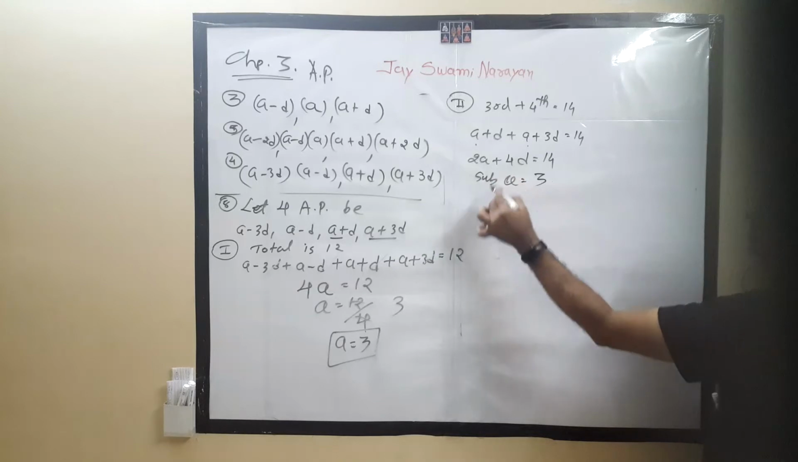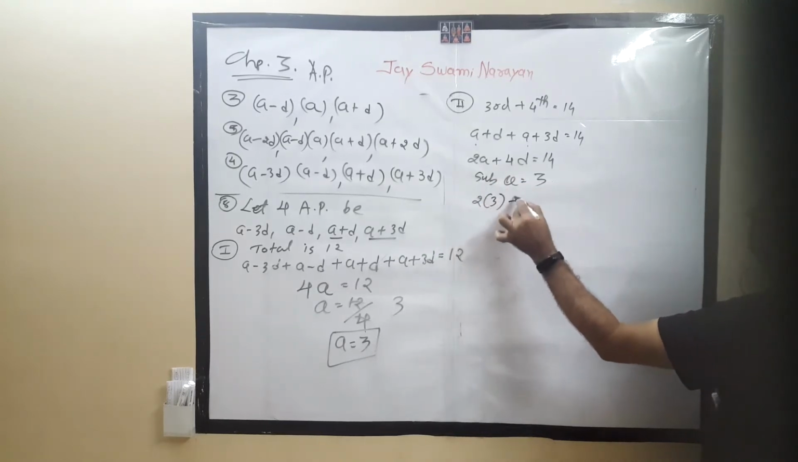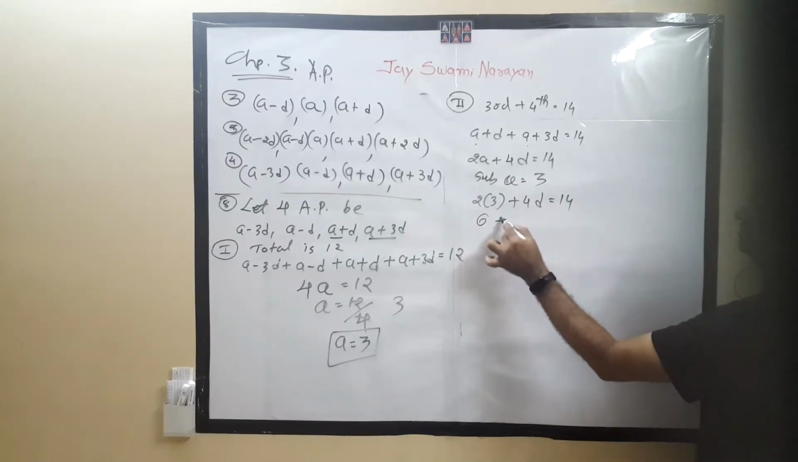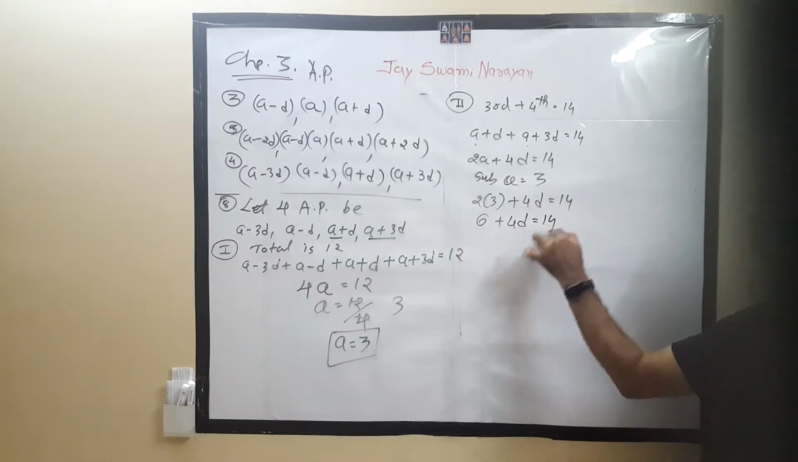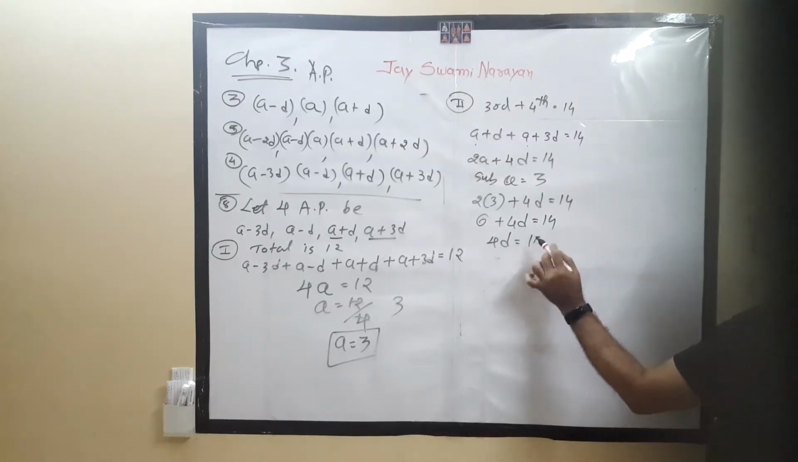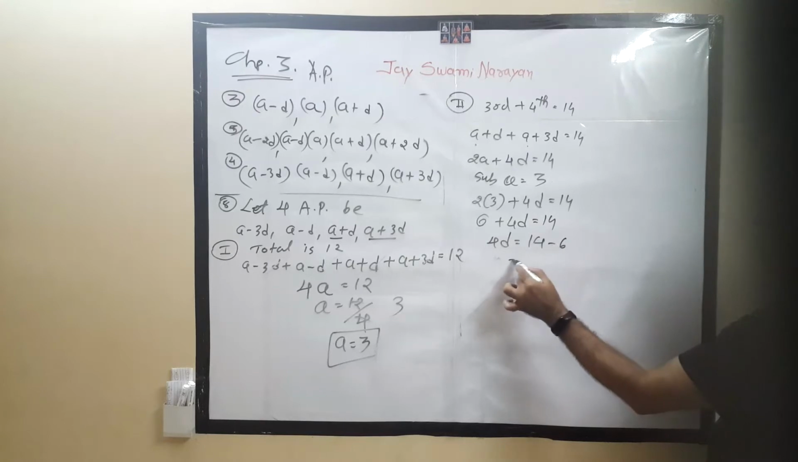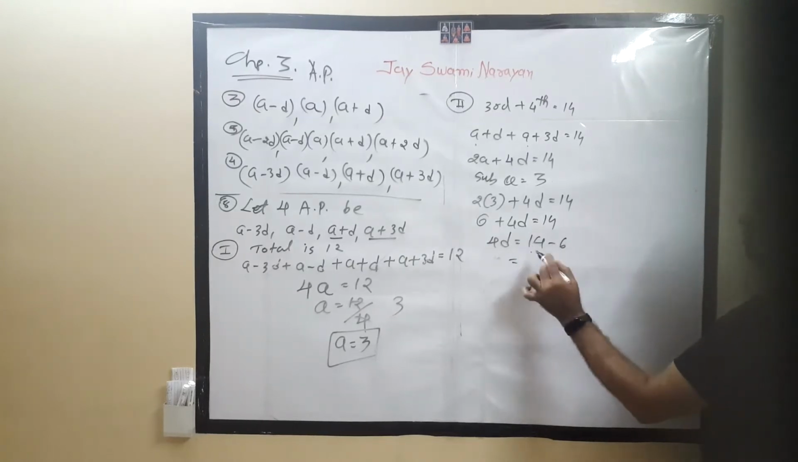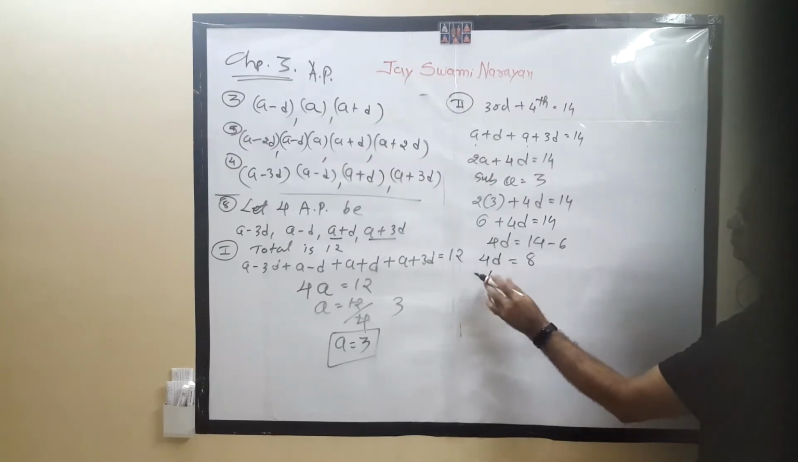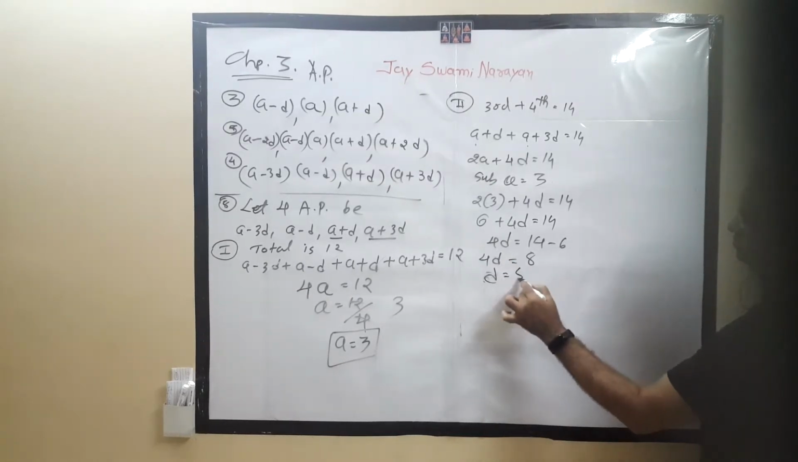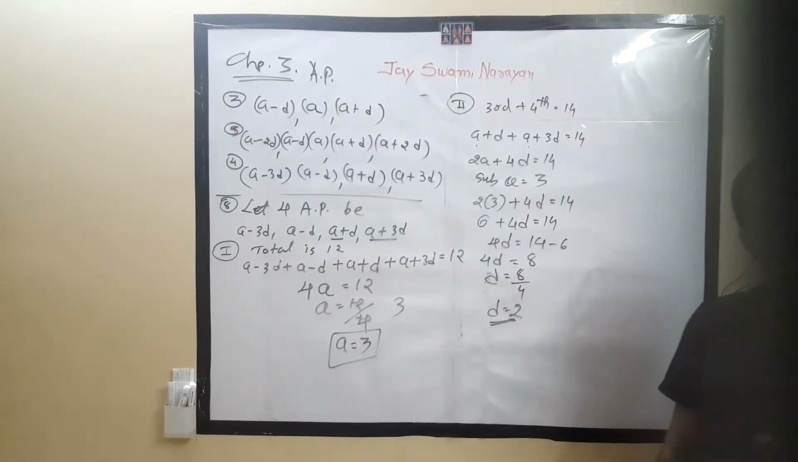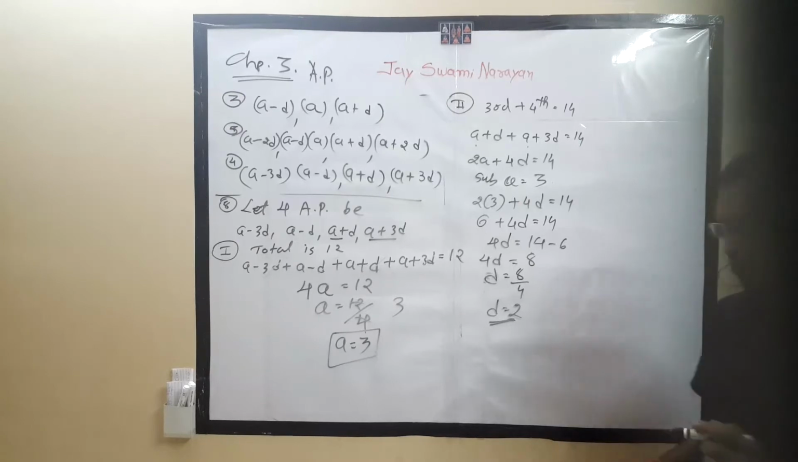A is equal to 3. 2 into 3 plus 4D. 3 2s are 6. D is equal to 2.